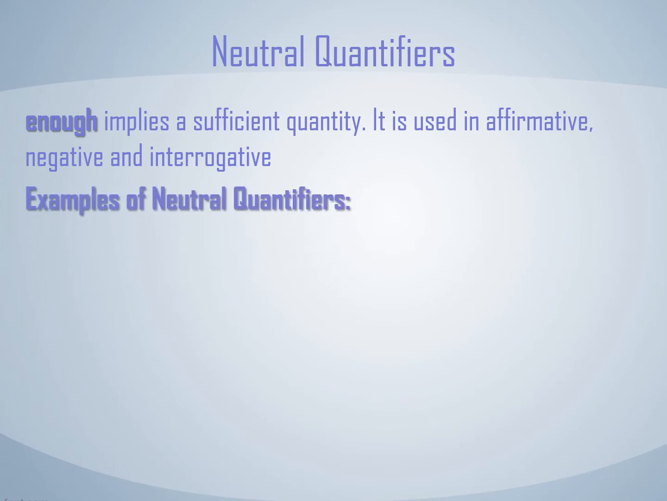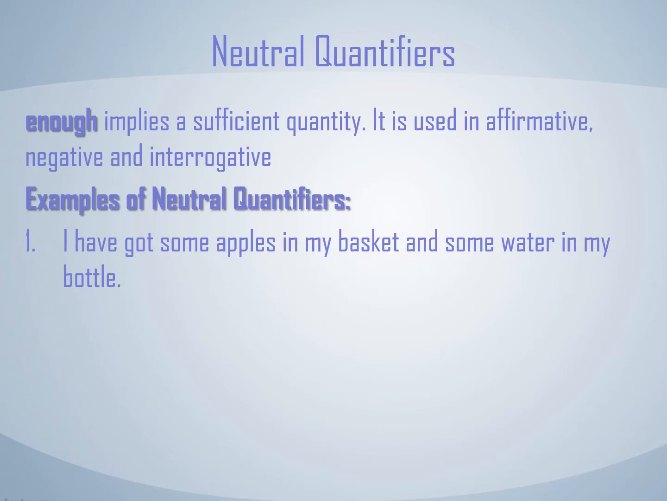Now here we have some examples of neutral quantifiers. All of the above which I explained, we will now use in sentences. I have got some apples in my basket and some water in my bottle. Now I have used some in this sentence with both types of nouns, count noun and non-count noun. Apple is a count noun and I have used some here. And water is a non-count noun and I have used some with water too.